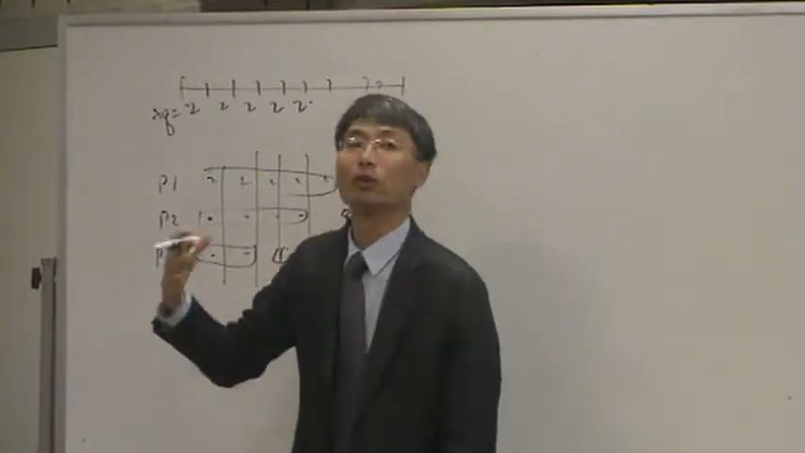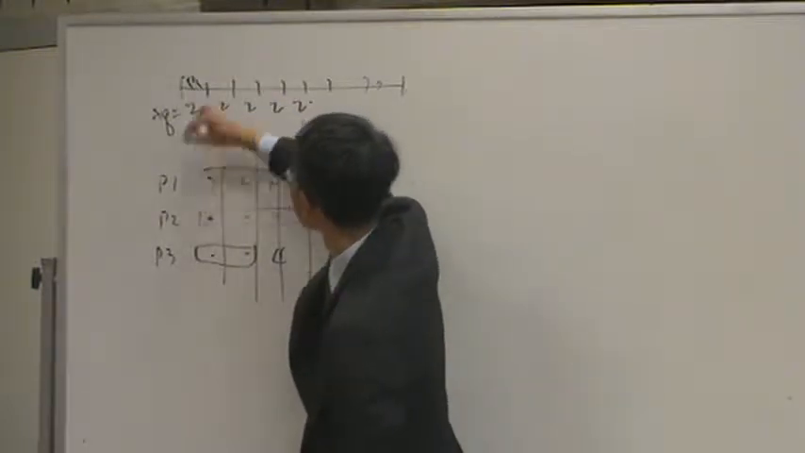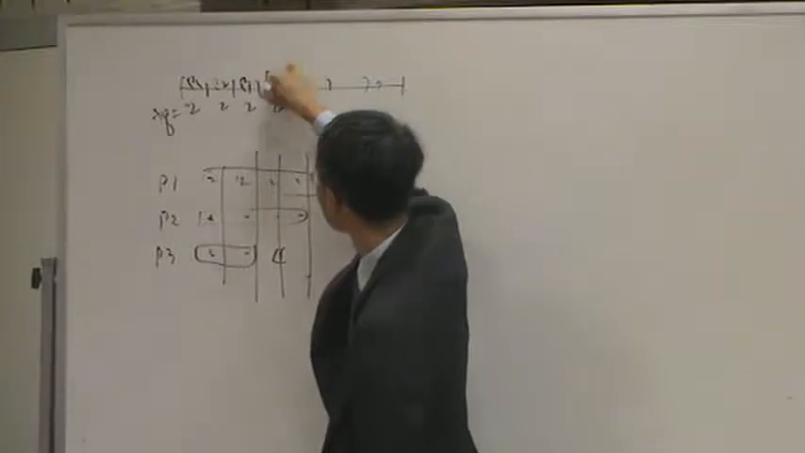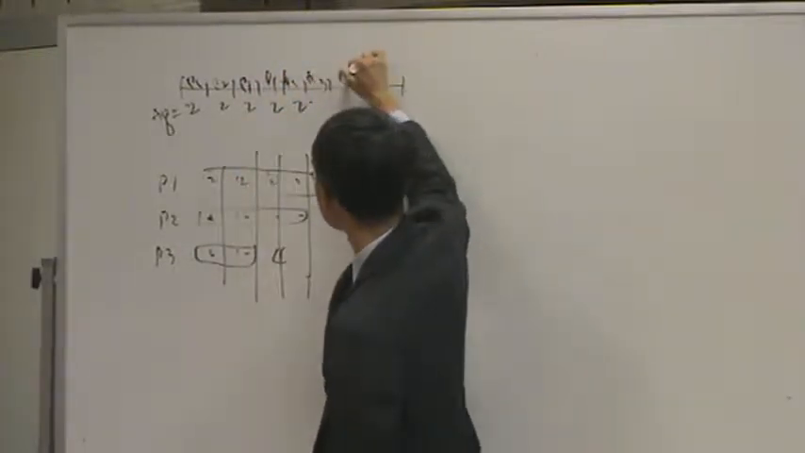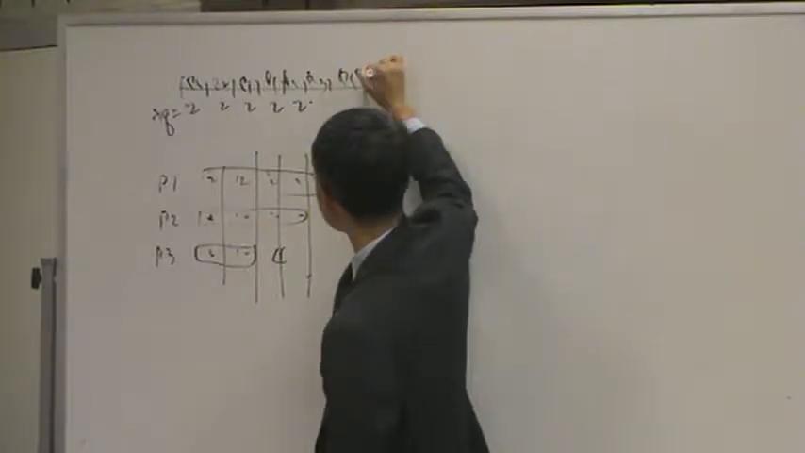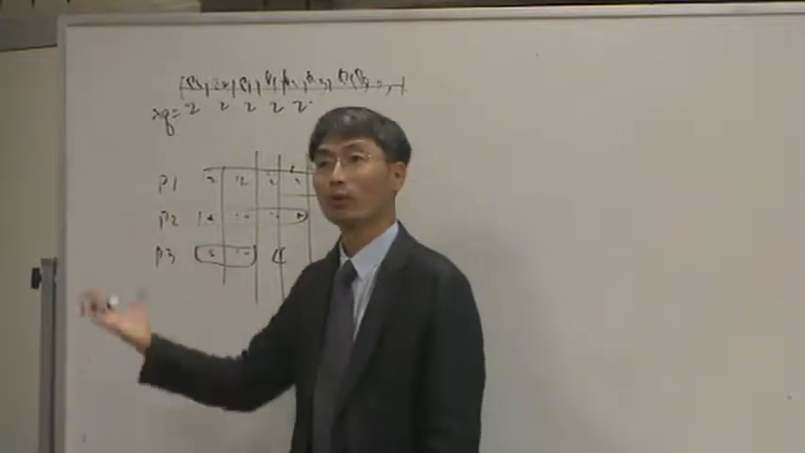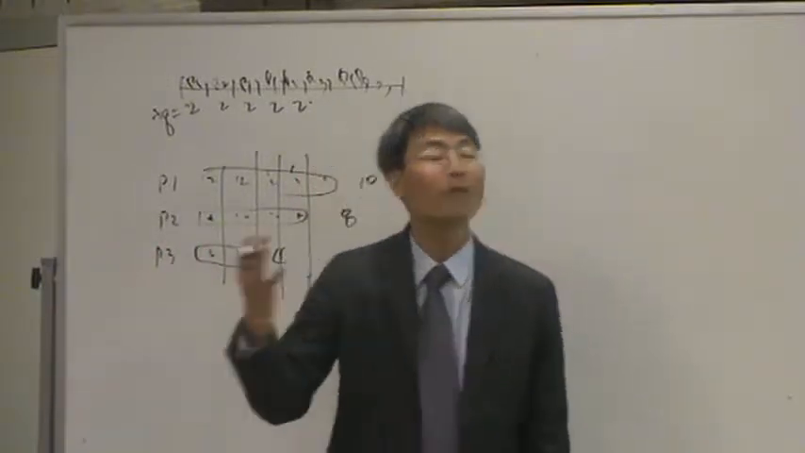Then we can use round robin. So P1, P2, P3, and P1, P2, P3, P1, P2, and P1, P2, P1. That's it. This is the round robin scheduling algorithm. Very simple and fair.